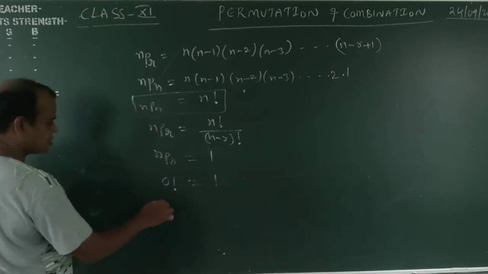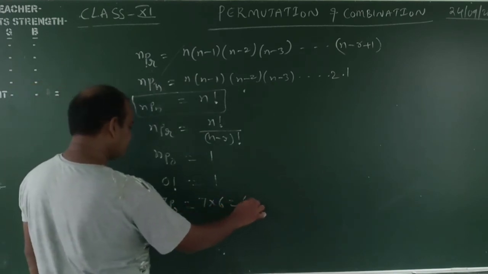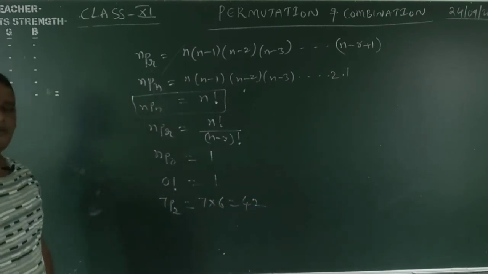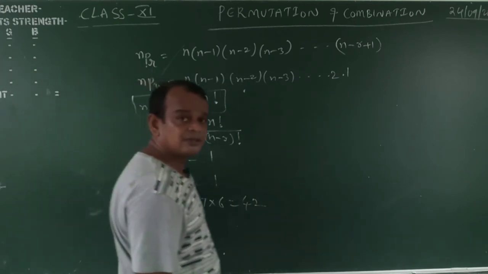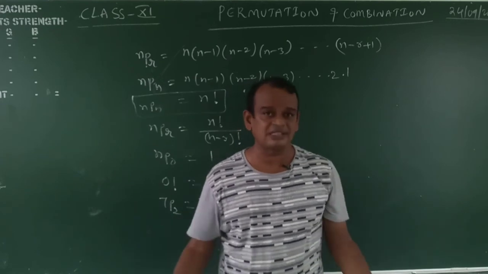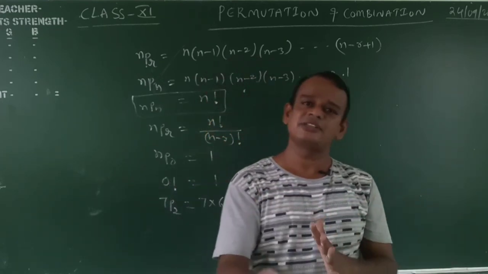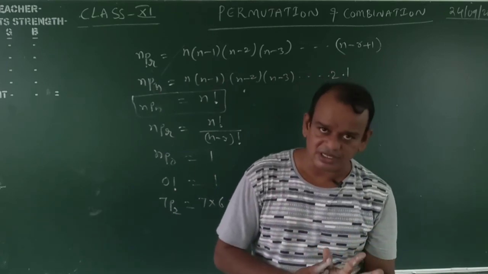Suppose 7P2. What is the meaning? 7 into 6, 7 sixes are 42. In this way, we will do the problems, my dear students. What is the meaning of permutation? Permutation is the arrangement of objects. We will take all objects or some objects, no problem at all, but arrangement is compulsory.